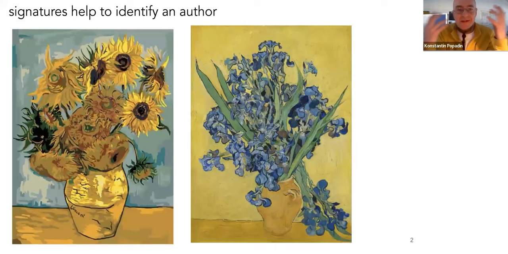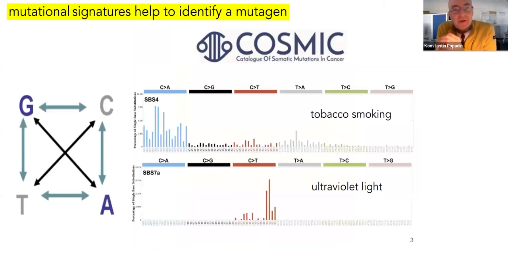And today I will try to demonstrate that the same happens in molecular evolution, but instead of signatures of paintings, we will use mutational signatures. Mutational signatures help to identify mutagen. Let's start from four nucleotides. In our DNA we have A, T, G, C nucleotides, and they can mutate. A can mutate to three other nucleotides, T can mutate, etc. So we can draw 12 types of substitutions, 12 arrows.